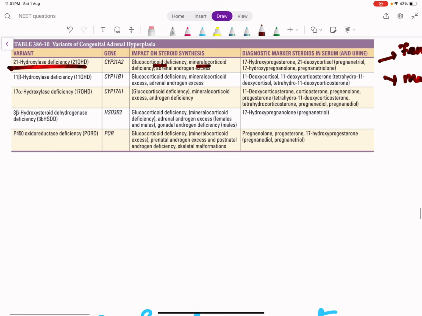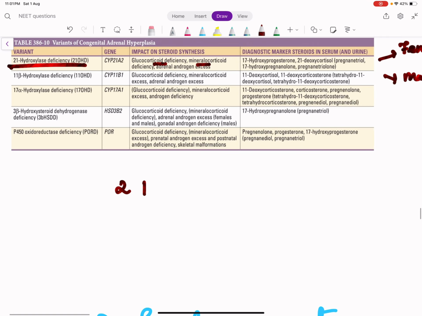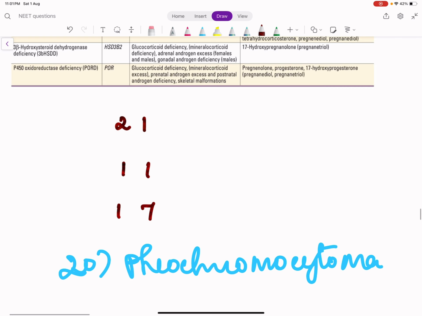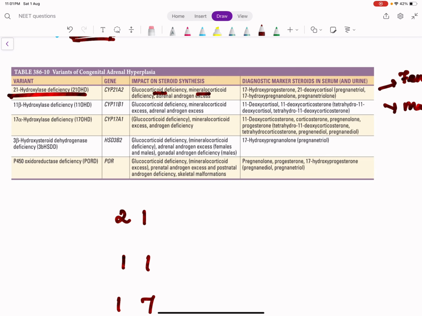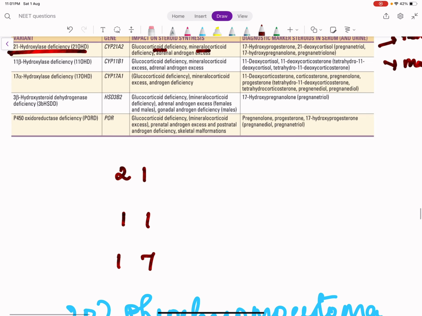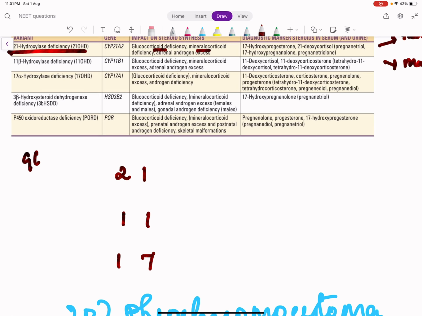There are three common variants: 21 hydroxylase deficiency, 11 beta hydroxylase deficiency, 17 alpha hydroxylase deficiency. In all of these conditions, glucocorticoid is low. The additional finding is, just think of it as a mnemonic.